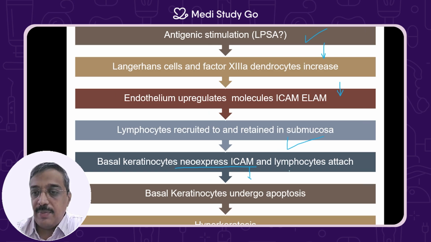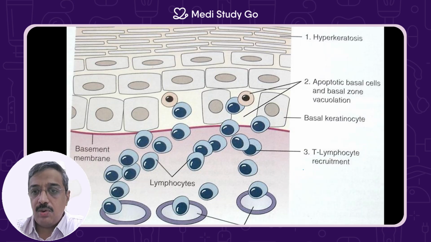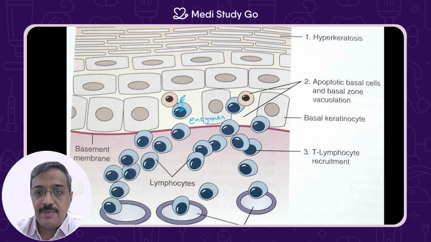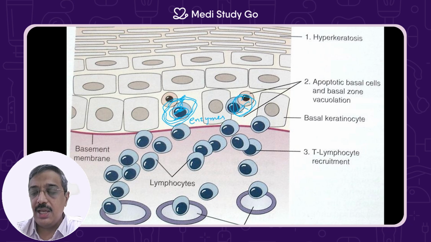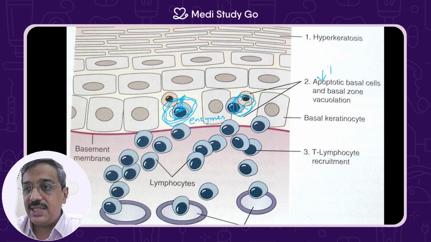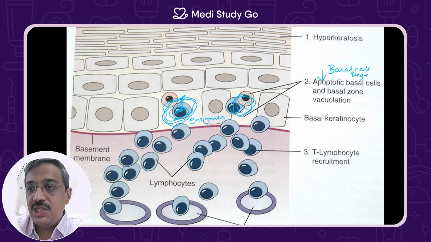So what happens? The basal cells which are there, they undergo degeneration in that particular region. So when the lymphocytes come, the basal cells produce a lot of enzymes. And these enzymes degenerate the basal cells in this region. As you can see in this figure, the lymphocytes have infiltrated into the epithelium and the basal cells have disappeared. And these basal cells which have disappeared, they undergo a hydropic apoptotic basal cell degeneration, which is the next characteristic feature of Lichen Planus. Basal cell degeneration.